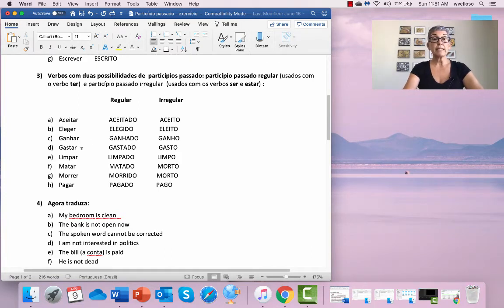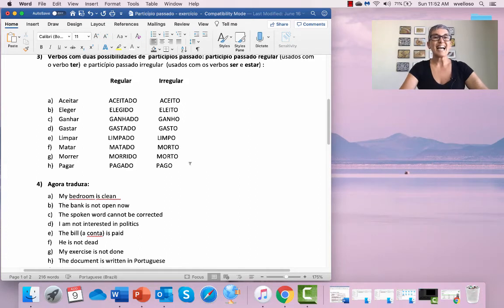The verb gastar, to spend, gastar. In English, you can use the verb use, okay? You can say, I'm going to spend my money, I'm going to spend a lot of money, eu vou gastar muito dinheiro, okay? Now, this car uses a little gas, gets a good mileage, okay? This is how, in Portuguese, you would say, esse carro gasta pouco gasolina, okay? So it uses a little gas, we would use gastar. Limpar, to clean, limpado e limpo.